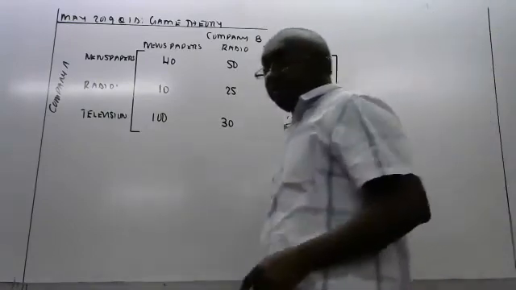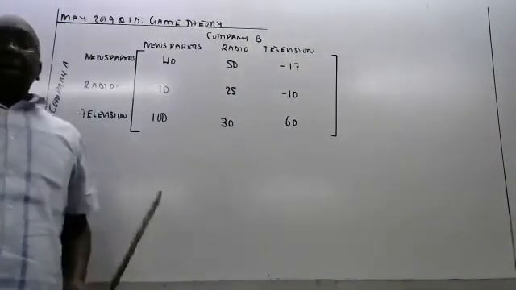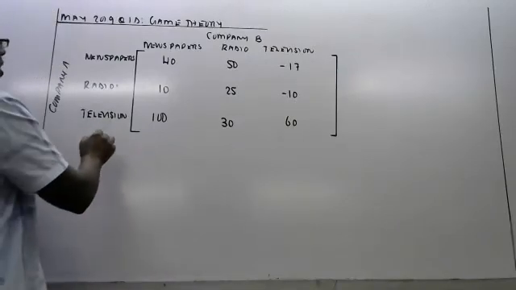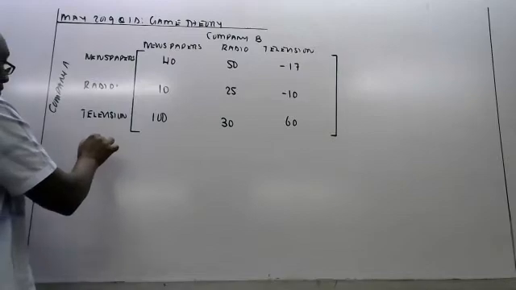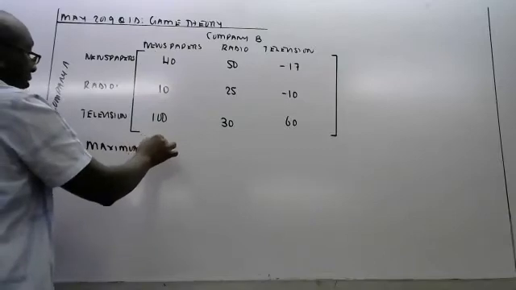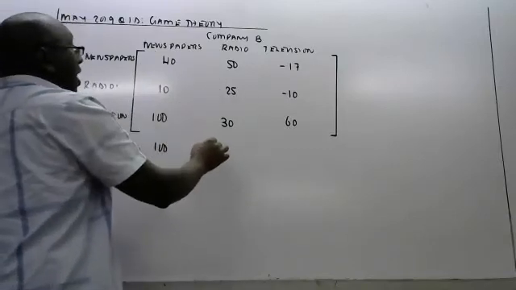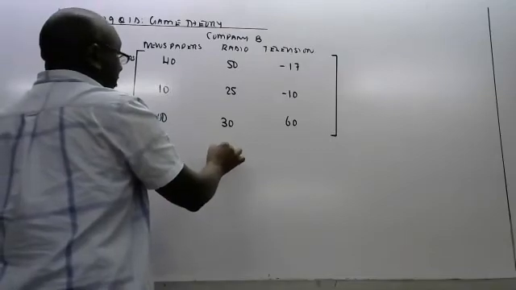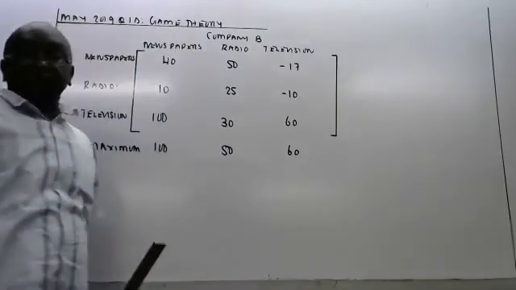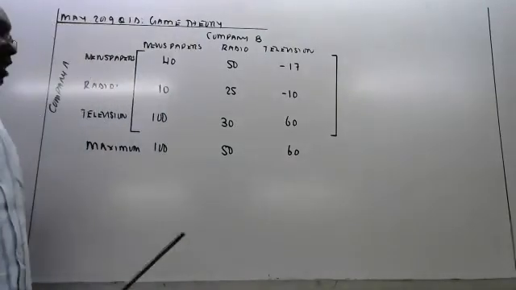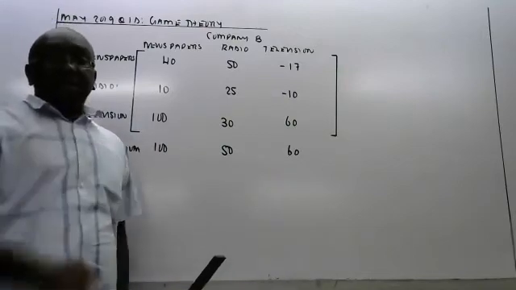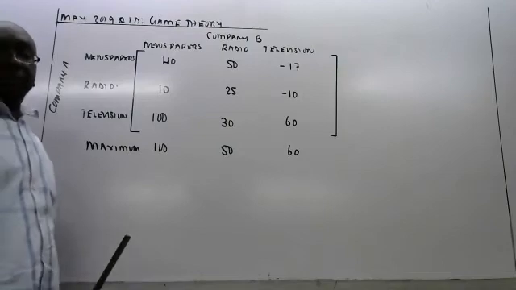From there now, we say the first step is always to extract the maximum of the columns. So the maximum here is 100. The maximum here is 50. And the maximum here is 60. So you extract the maximum of the columns.